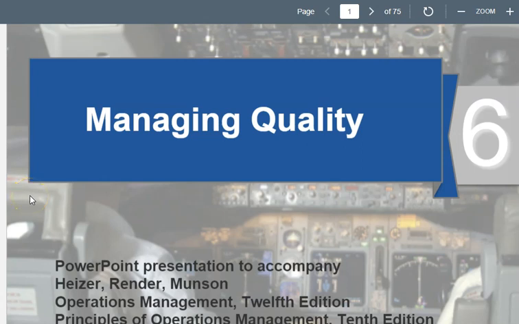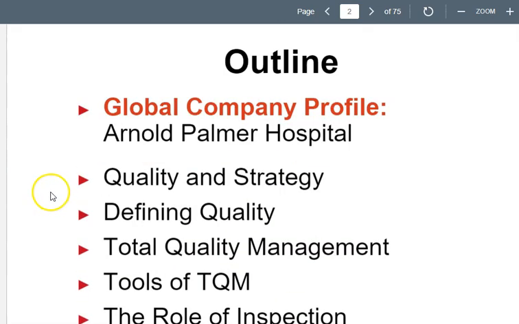Okay, the next topic is chapter 6, managing quality. Same as other chapters, I told you there's a global company profile that you can read, and there is a video that you can watch on Arnold Palmer Hospital. It explains how they manage the whole system, how they make sure that quality is controlled, and that the number of outpatients and inpatients is in a safe range, so there is no long line of people waiting to be served.